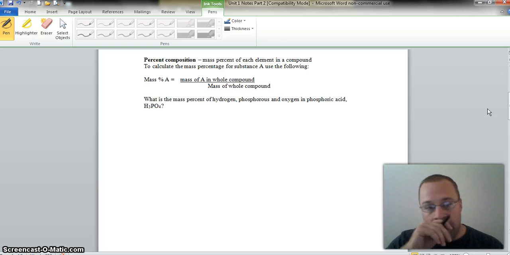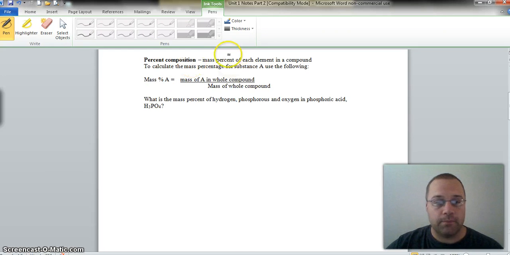So it asks for what's the mass percent of hydrogen, phosphorus, and oxygen in phosphoric acid, which is H3PO4. In order to do this, we need to figure out what the mass of the entire compound is, and then what the mass of each individual element in that compound is. So it's H3PO4. The easiest way to do this is just do it one at a time.